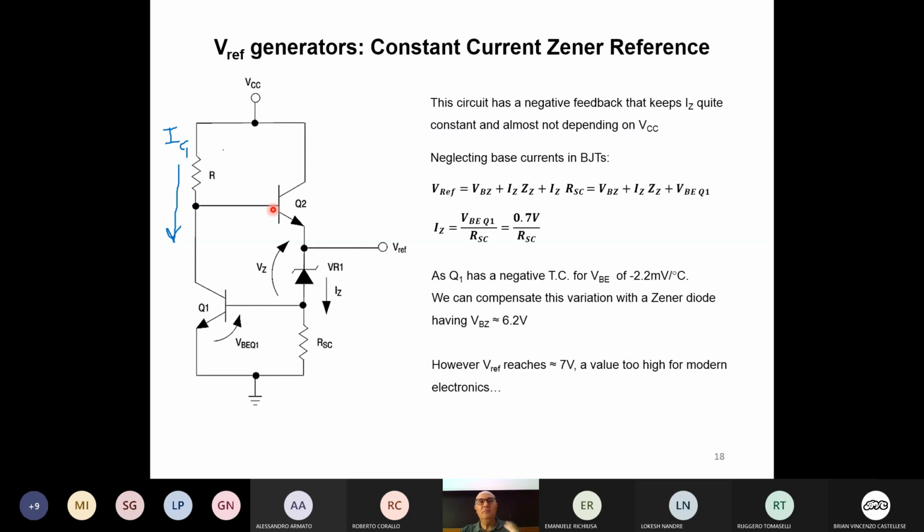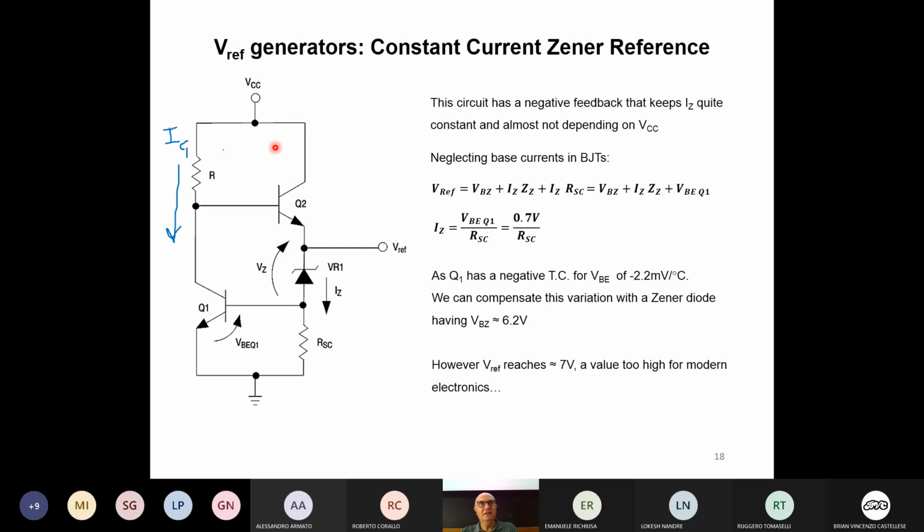So there will be a reduction in the voltage on the base of Q2. A reduction in the voltage of the base of Q2 will reduce the current through Q2. Basically, the system will stabilize again when the voltage across RSC is more or less the voltage that we had before.